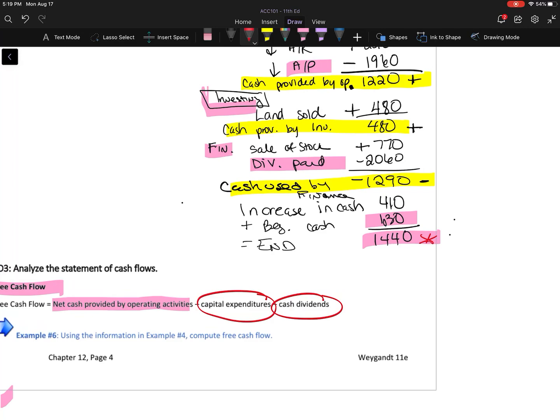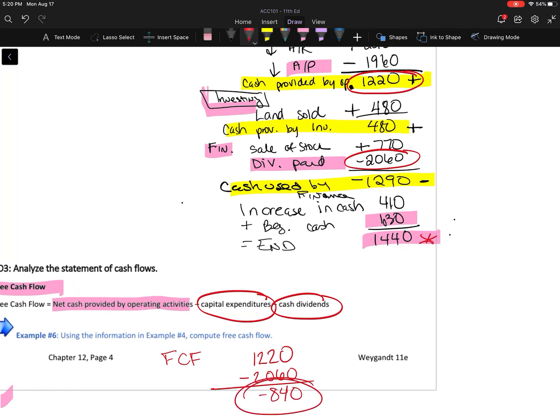So this is a healthy way to look at how much cash are they generating by operating activities, but let's take out capital expenditures and cash dividends because those are kind of things that keep a company healthy. So in this case, we could go and do free cash flow for the above scenario, and all we would do is we would grab the cash provided by operating activities, 1220, minus your capital expenditures, which there were none. We didn't buy any capital. We sold some, but we didn't buy any, minus our dividends.